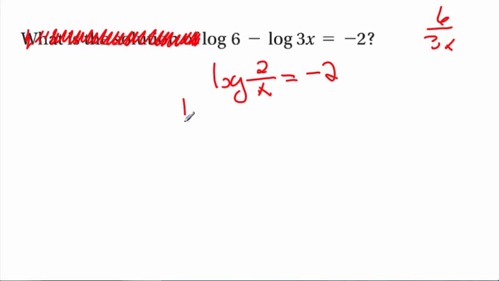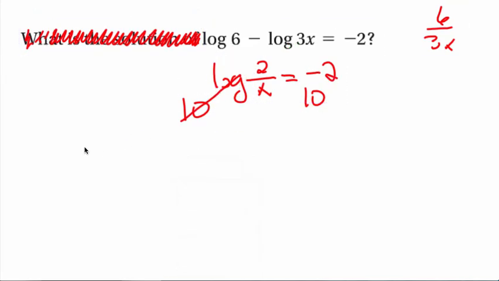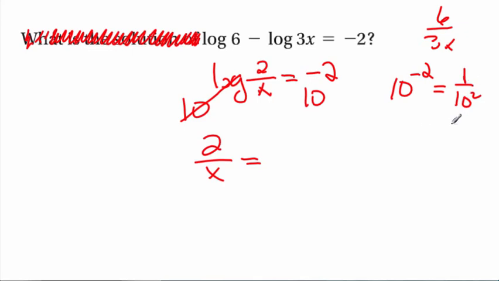I'm going to use bases of 10, so these become exponents. This log cancels, so I get 2 over x equals 10 to the negative 2. 10 to the negative 2 equals 1 over 10 squared, which is 1 over 100, which is 0.01.